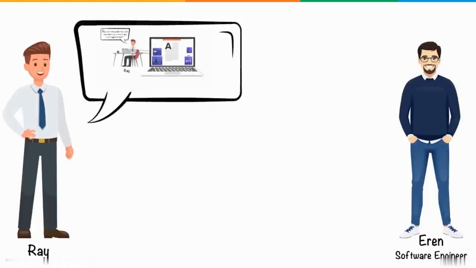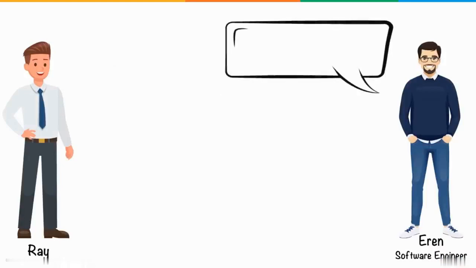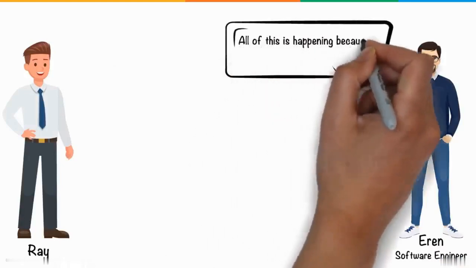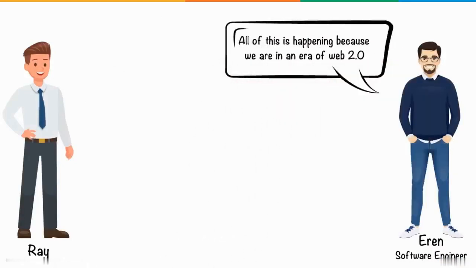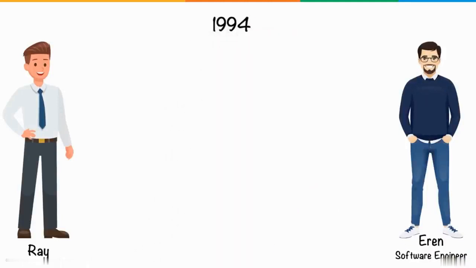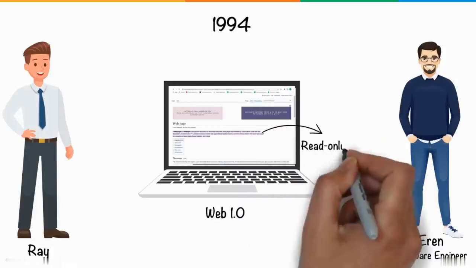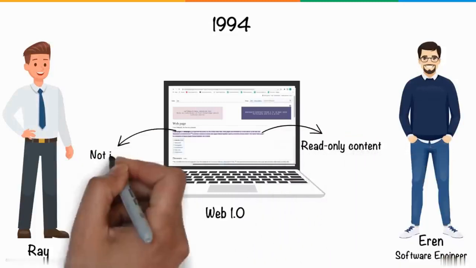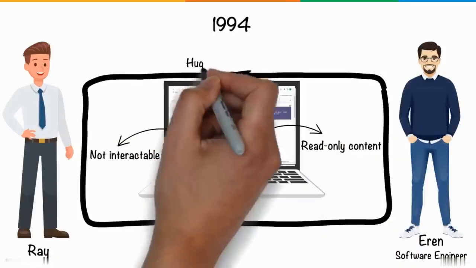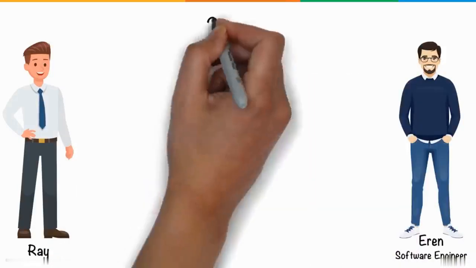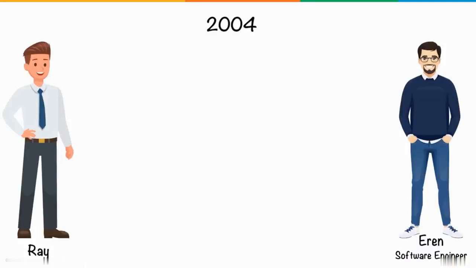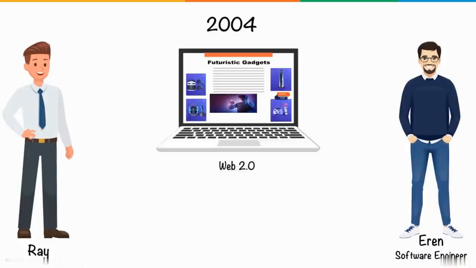Upon understanding the situation, he explained to Ray that all of this is happening because we are in an era of Web 2.0. It all started in 1994 when Web 1.0 was introduced to the internet. Basically, Web 1.0 was all read-only content that was not interactable and was similar to a huge Wikipedia page. But after a few years, in 2004, Web 2.0 came into the picture.